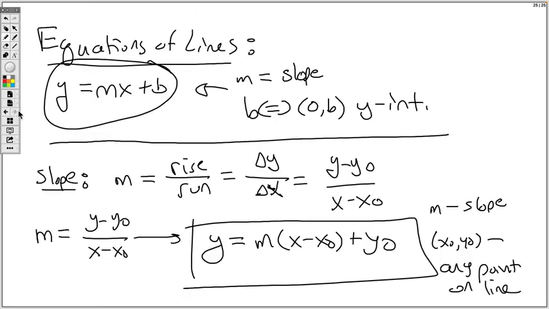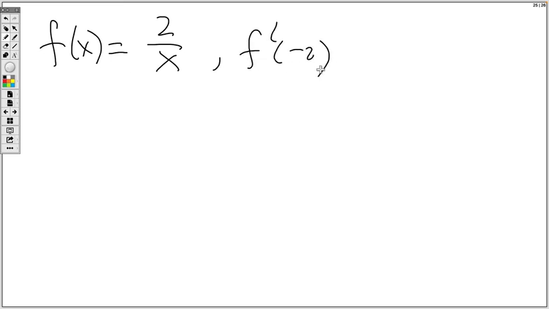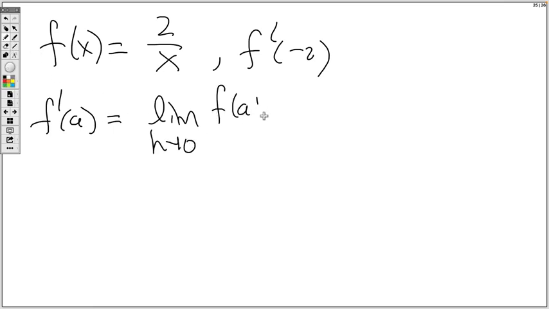All right, let's go back and do that other one. We had f of x, we had what, 2 over x. And we wanted to find f prime at negative 2. Once again, using the formula, f prime of a equals the limit as h goes to 0 of f of a plus h minus f of a over h. We should get the same slope we got before.